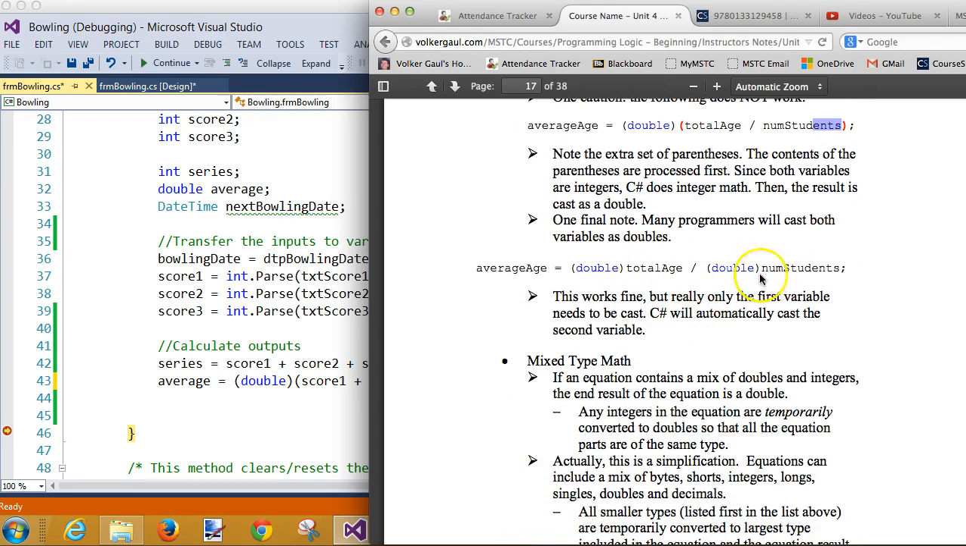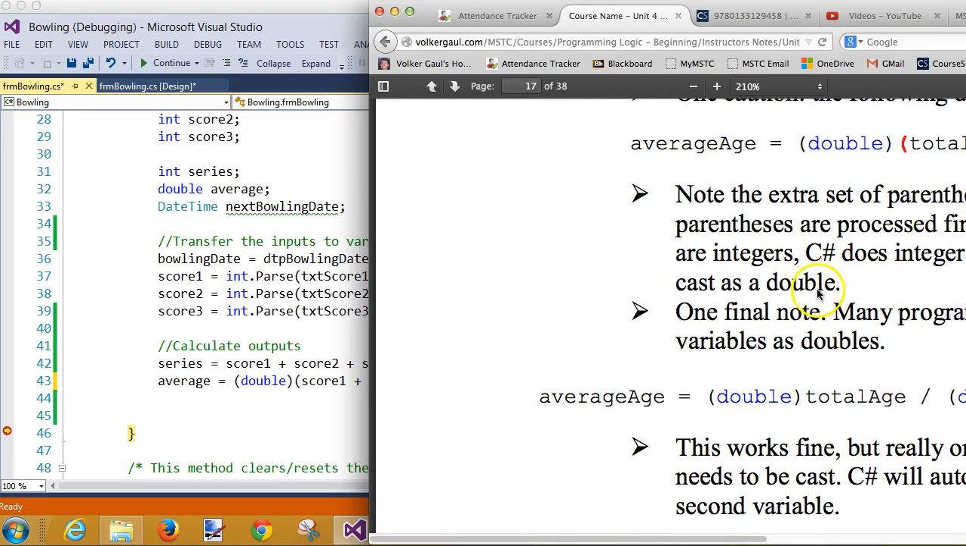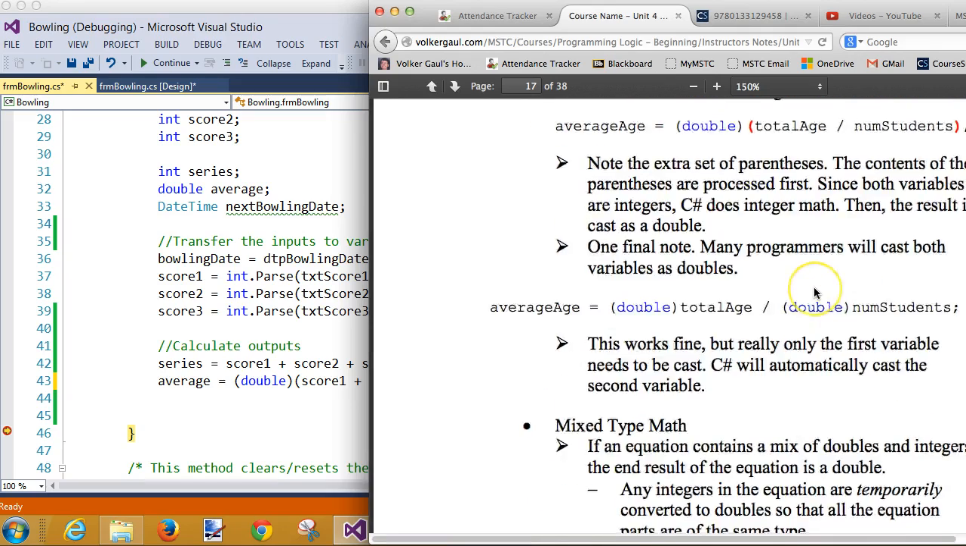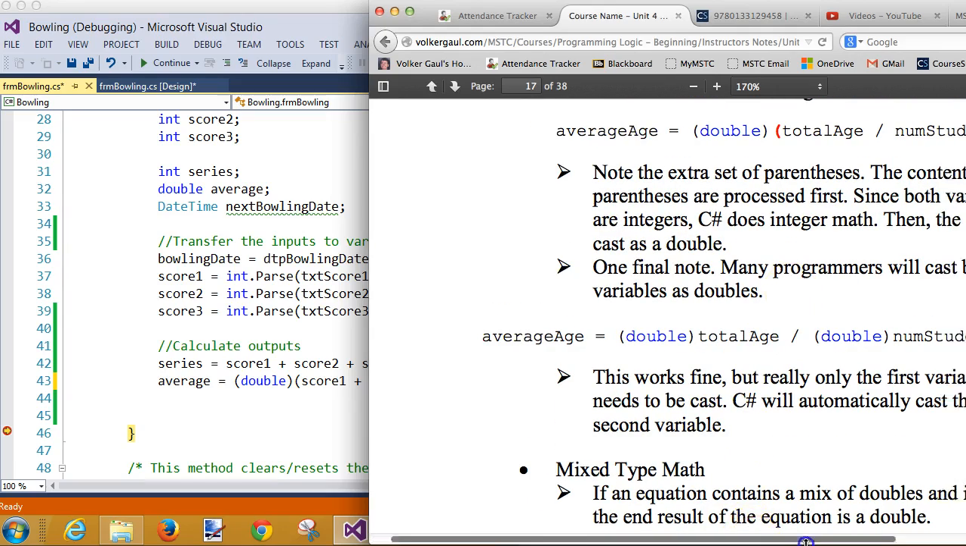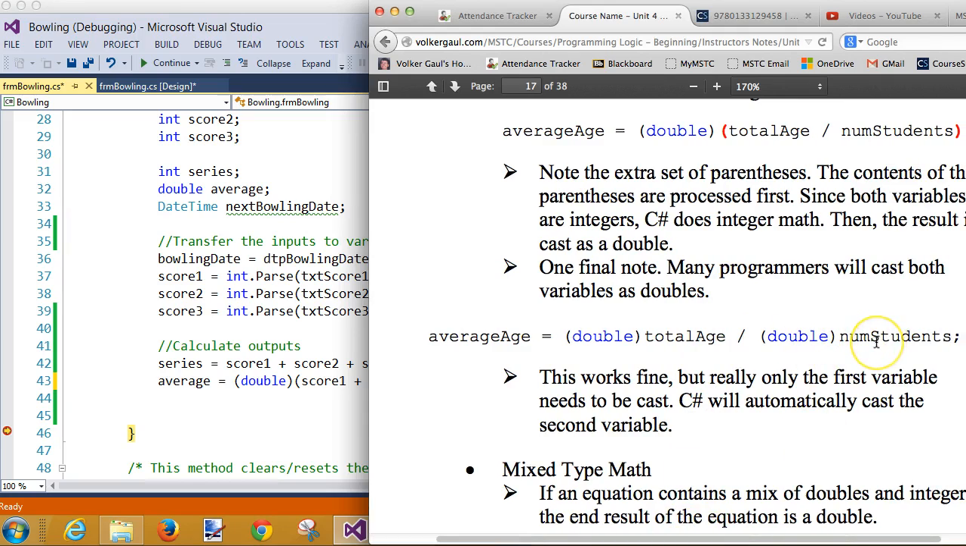And I mentioned that some people like to do this. That's fine, it works. But if you leave this one off, I'm watching Trevor squint over there. If you leave this one off, it still works, this double. It still works because C# will not do mixed type math. It will automatically, if it can, convert types so that they're all the same type.